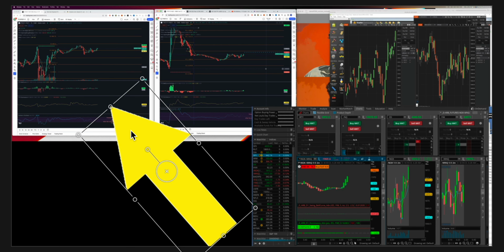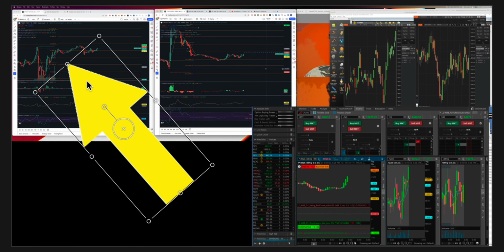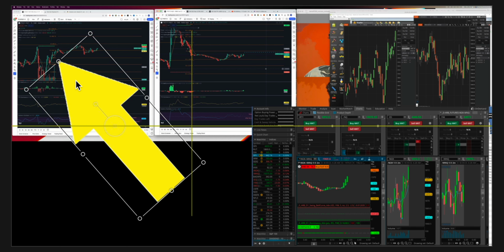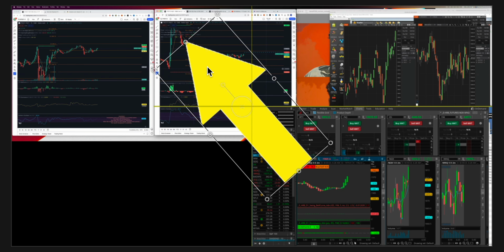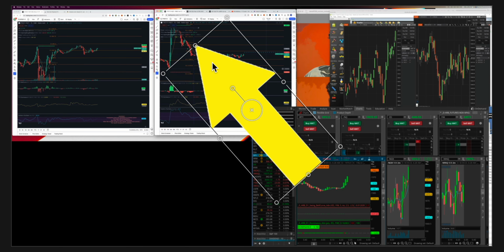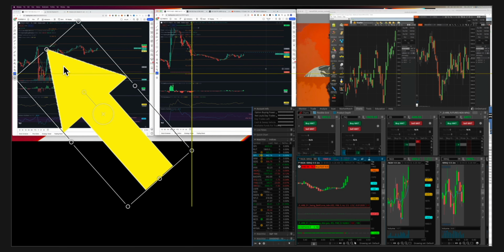This chart right here is the ES/YM, and that will stay in that general area of the video throughout the course of the whole video. However, I will be popping in closer, zooming in on the different charts as it relates to what's going on in the trading session. So this is the ES/YM. This is the RTY-NQ chart, and it'll always be in this position. The ES/YM will always be in that position.